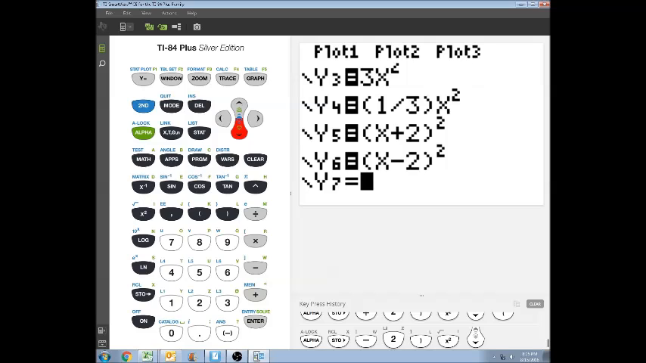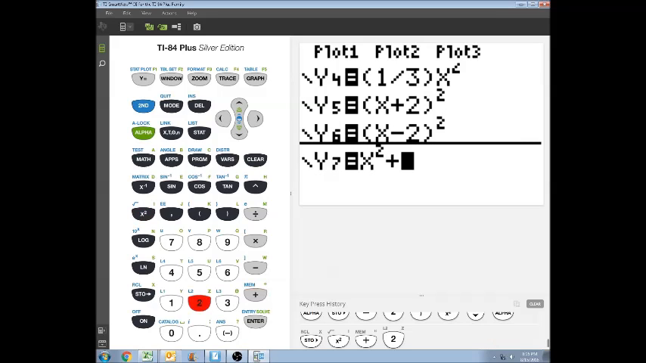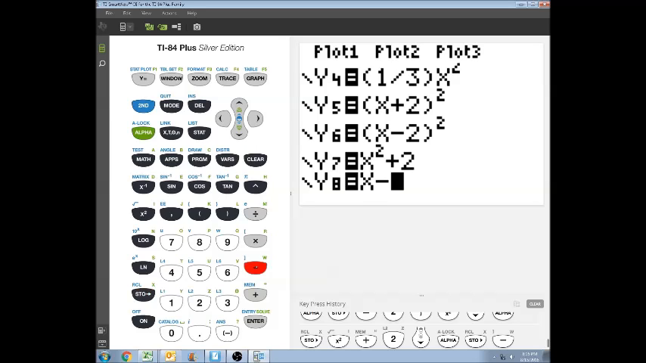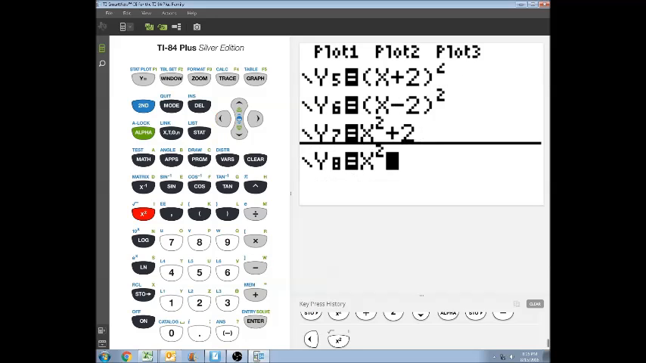Then x squared plus 2. As you can see, the x is the only thing getting squared there, and in the couple above that, the entire quantity x plus 2 and x minus 2 are getting squared. And the final one is x minus 2. Sorry, it's not correct. It would be x squared minus 2.